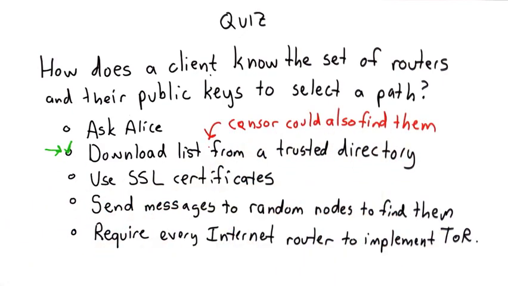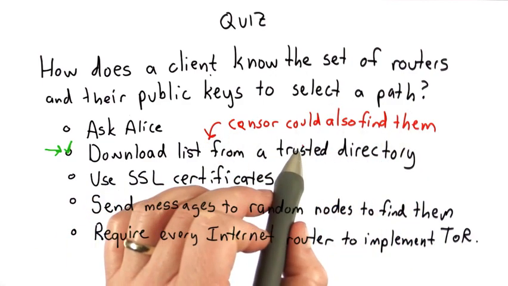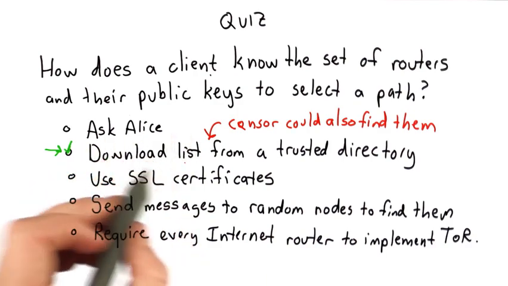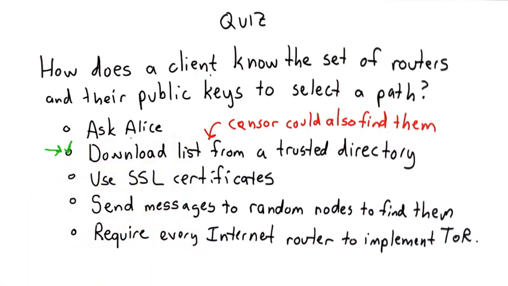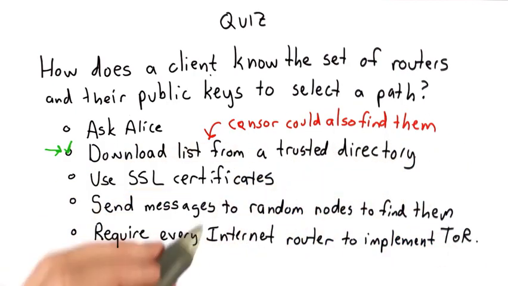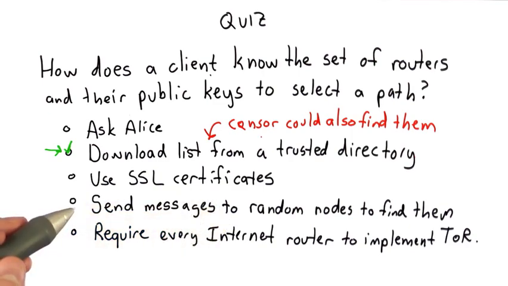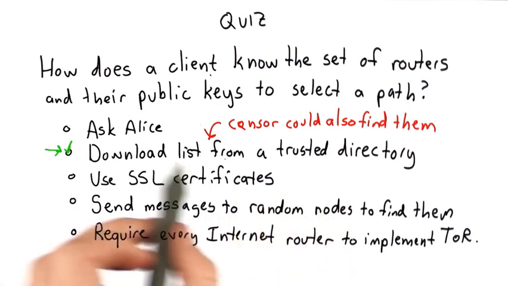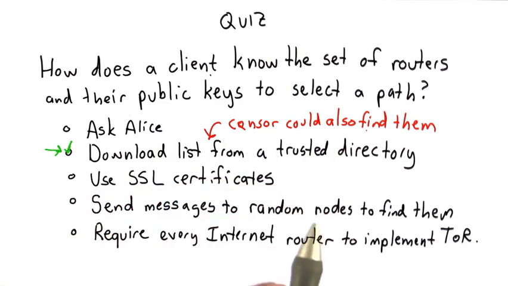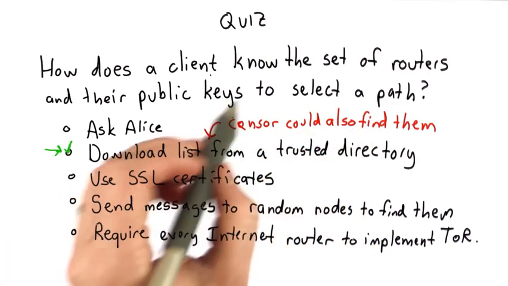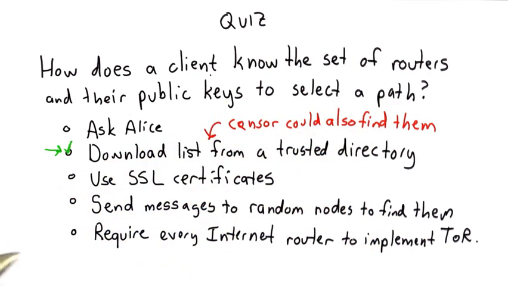There's a big problem with this in that someone who wants to censor anonymous communication, which a regime that someone is using Tor to get around might well want to do, can also find these nodes. And the censor can download the trusted directory as well and block all traffic to those nodes. So this is a big challenge for networks like Tor to figure out ways to distribute the routers that is accessible and can be used by people that they want to use it to communicate anonymously, but isn't visible to a censor that would want to block all of those routers.